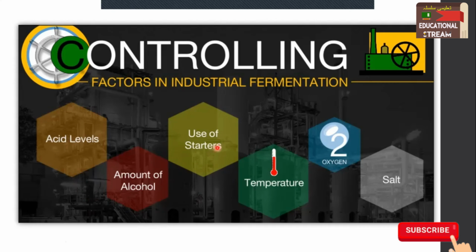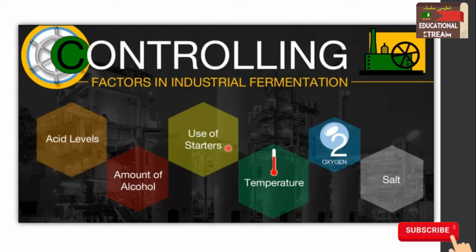Then use of starters. Starters are the microorganisms which are needed to start the culture. You can say the young active microorganisms make the starter. So the starter must be healthy, must be fresh, must be lively. And if you use old strains, old strains means those strains which are grown for many days or many times, so the starters need to be refreshed before starting any industrial fermentation process. Then temperature is very important, oxygen level, and salt. So these are the factors which are very important in maintaining industrial fermentation.